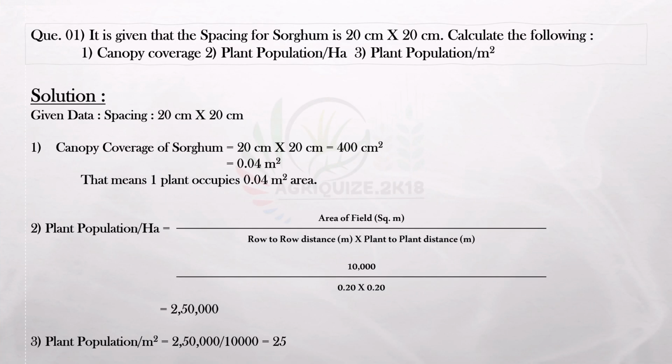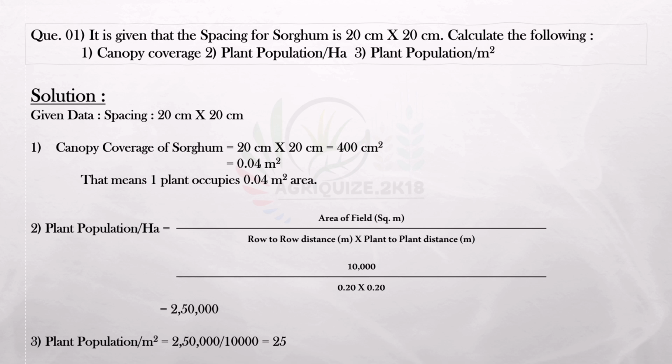Here is question number first. It is given that the spacing for sorghum crop is 20 centimeters by 20 centimeters, and we have to calculate three things. First one is canopy coverage, second one is plant population per hectare, and third one is plant population per meter square. Now see how to solve this example. It is given that spacing is 20 centimeters by 20 centimeters. Let's see first one, canopy coverage of sorghum.